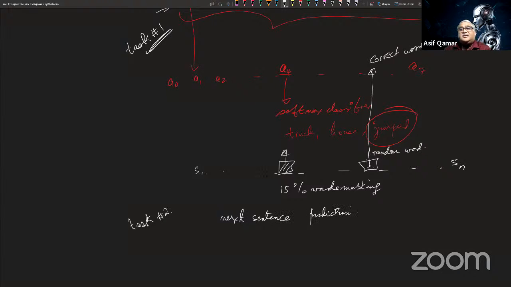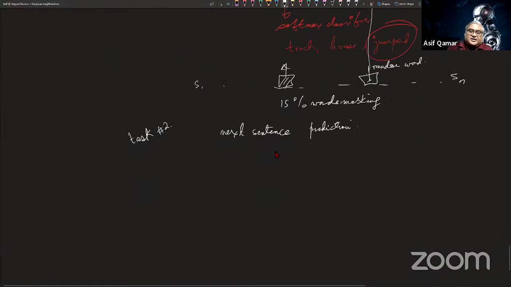So this is again very easy, and you don't need vast amounts of labeled data. You go to Wikipedia, you find a sentence: the cow jumped over the moon.